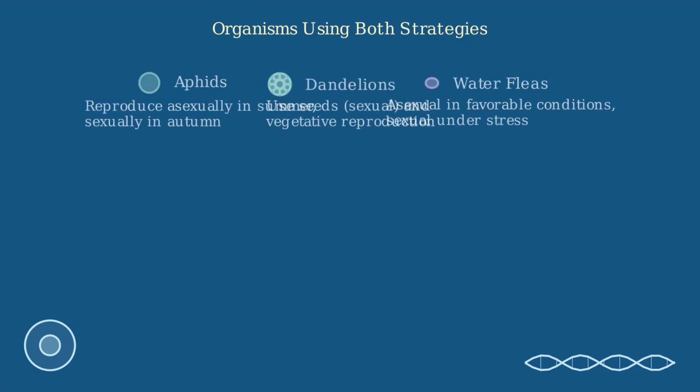Rather than being limited to just one strategy, many organisms have evolved the ability to use both methods. Depending on environmental conditions, certain species can switch between reproductive strategies. Aphids reproduce asexually during summer for rapid population growth, but switch to sexual reproduction in autumn. Dandelions use both seeds and vegetative reproduction. Water fleas reproduce asexually in favorable conditions, but sexually under stress.